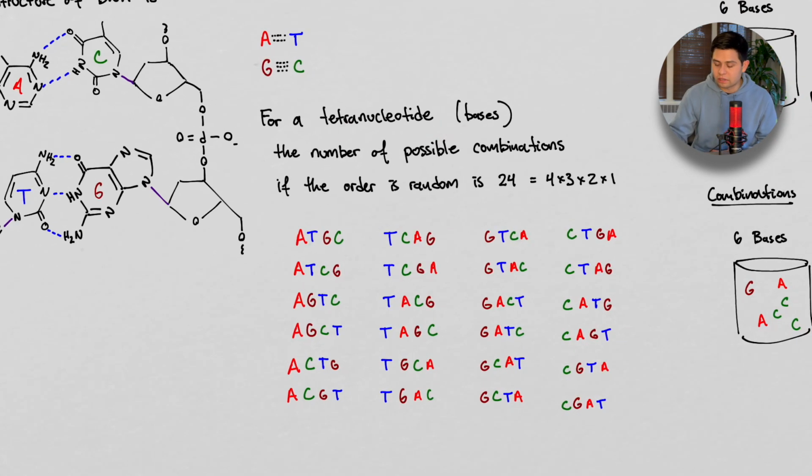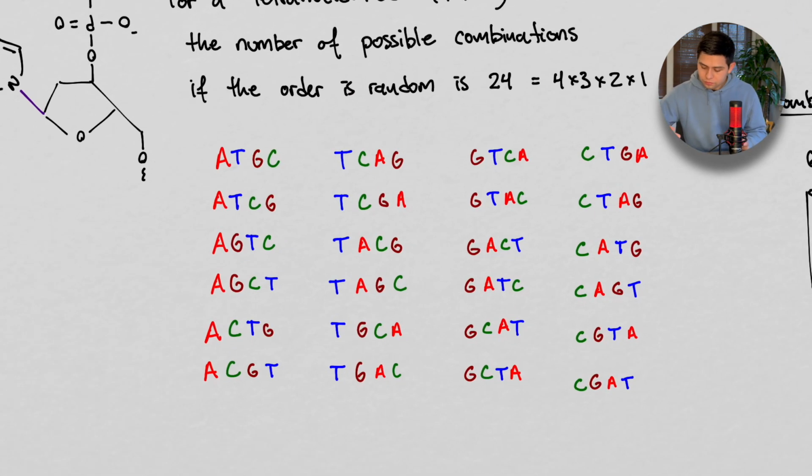So for a tetranucleotide, that's 4 bases, the number of possible combinations in the order, if the order is random, is going to be 24, okay? And here's why. We have A. We're going to start all these sequences here in A, right? So 2 of them have the next letter being T, the next 2 have the next letter being G, and the next 2 have the next letter being C, and then we can permute the last 2.